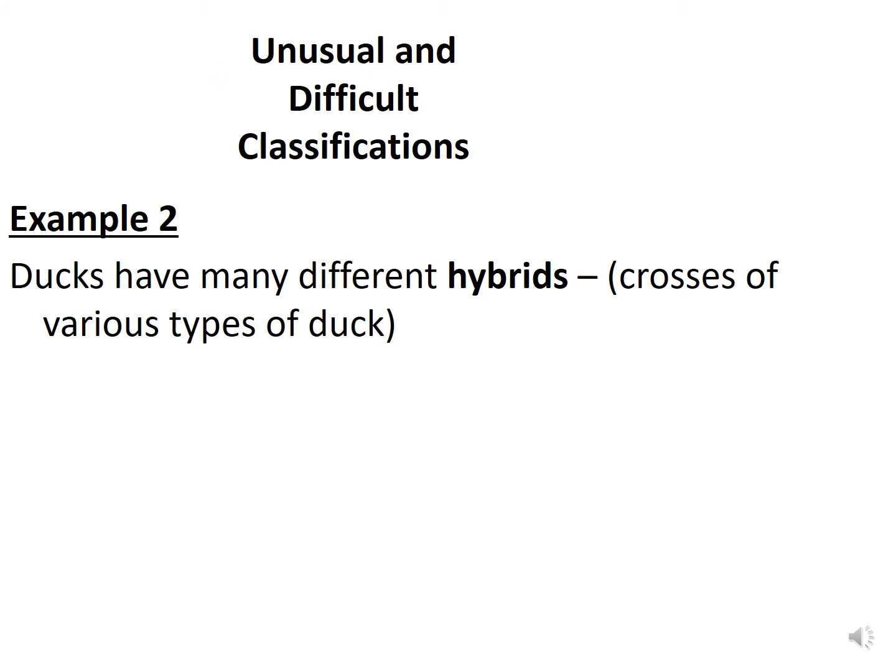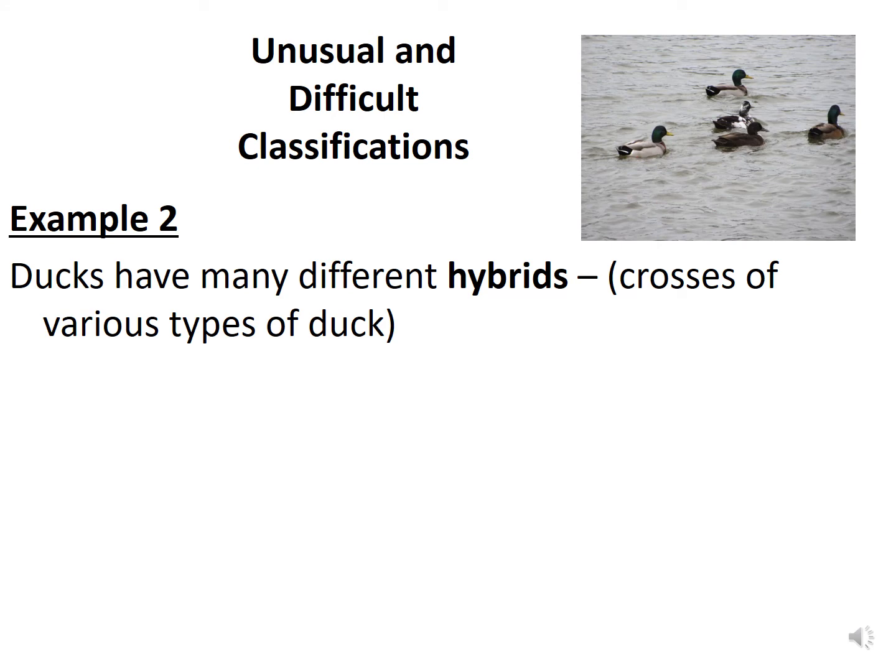That is simply the variation which is natural within our species. Sometimes classification can be unusual and difficult. Ducks are an example of organisms that have lots of hybrids, which are crosses of various types of ducks. And sometimes it can be really hard to tell them apart because they have so much variation and so much shared features between different species as well.